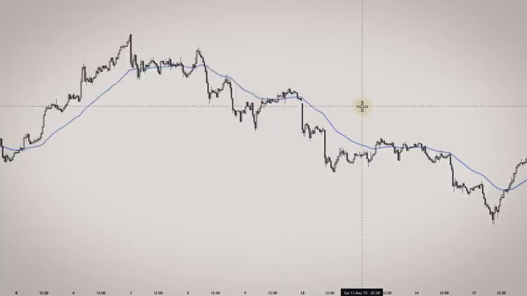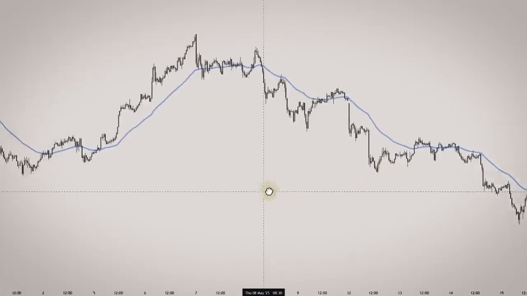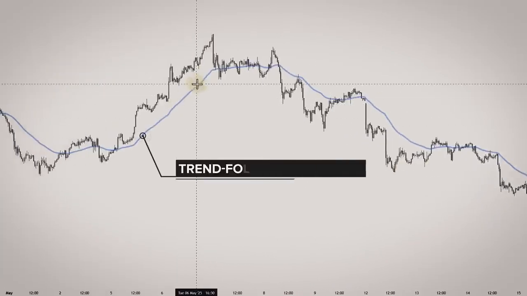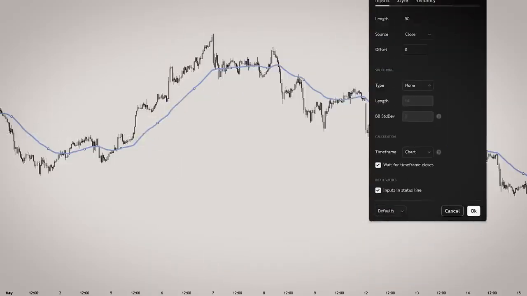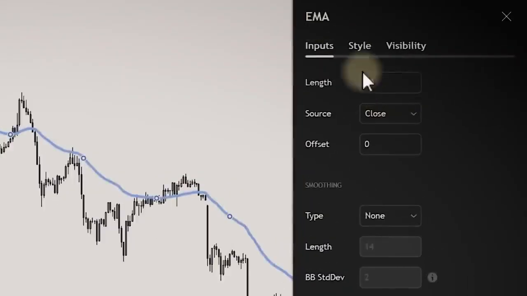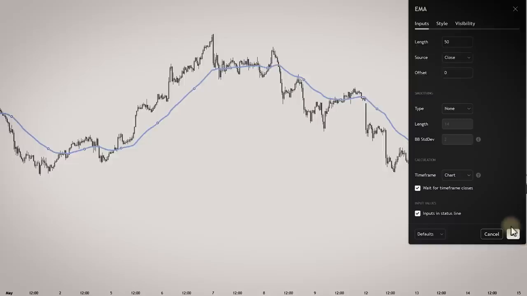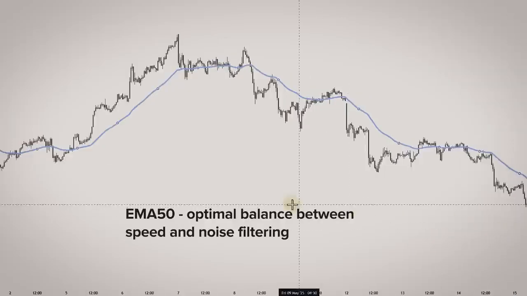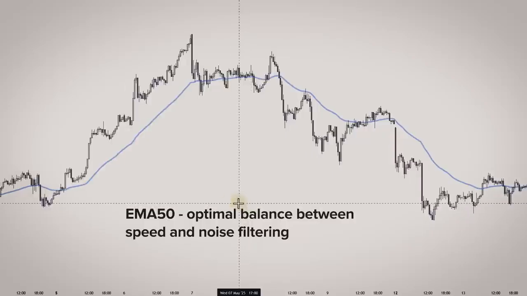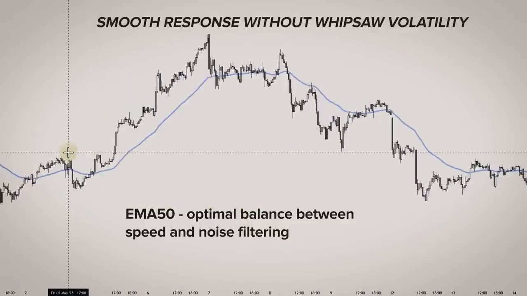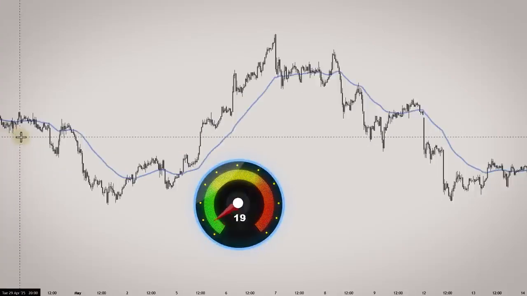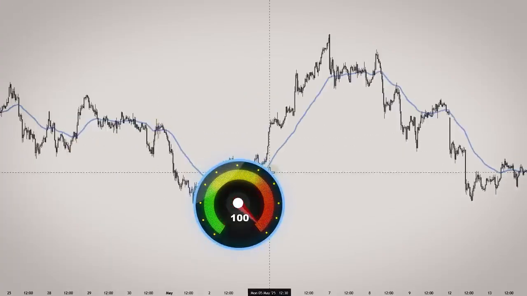Let's talk about your dynamic level. This is the line that's going to flow with the trend and give you context for every trade. I'm going to save you years of testing different moving averages. The 50 exponential moving average is your best friend. Why 50? It's fast enough to catch trend changes, but slow enough to filter out noise. It responds to price movements quickly without whipsawing you to death. For this strategy, we want this faster response.